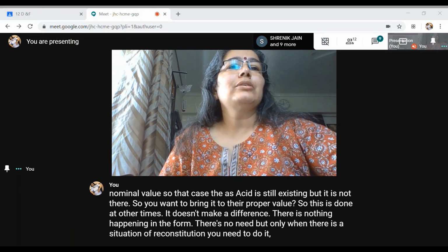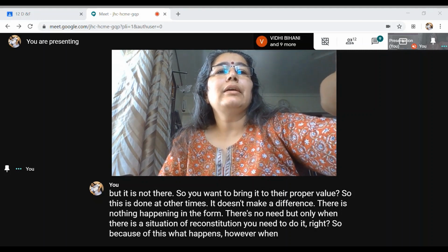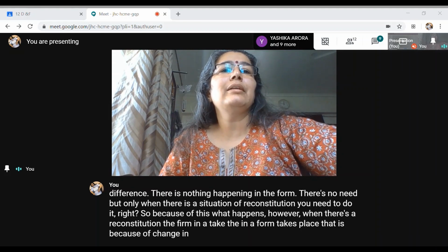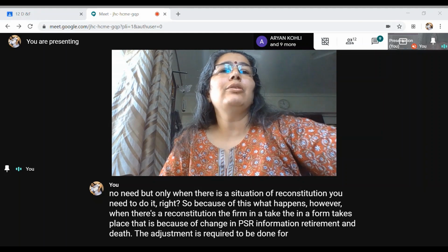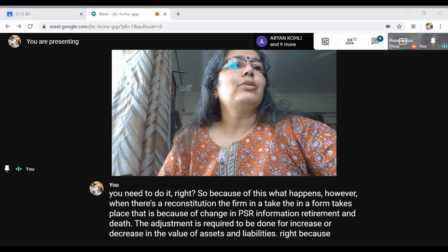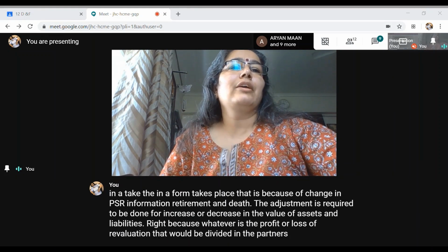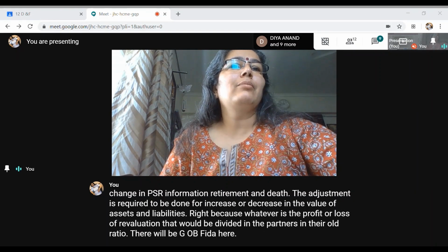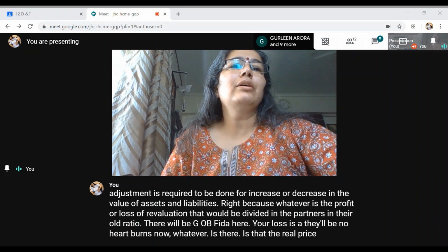However, when a reconstitution of the firm takes place, that is because of change in PSR, admission, retirement, and death, the adjustment is required to be done for increase or decrease in the value of assets and liabilities. Because whatever is the profit or loss on revaluation, that would be divided among the partners in their old ratio. Whatever the gain or loss is, there will be no hardship. Now whatever is there is at the real price, and the gain has gone in the old ratio. Now what?